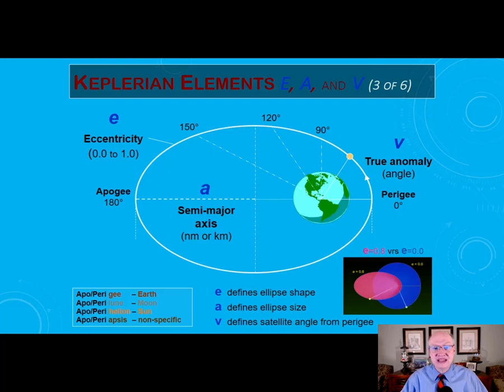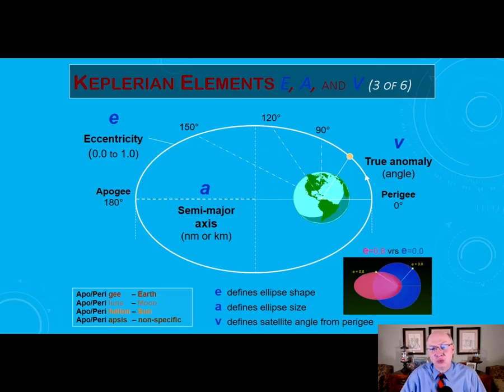To specify the size of the orbit, we specify the semi-major axis. You'll remember the major axis is the distance from the perigee to the apogee. It's the distance across the long axis of the ellipse. The semi-major axis is simply half of this. And the semi-major axis also works out to be the average distance that the satellite has from the planet or from the sun or from whatever it's orbiting. The semi-major axis is also equal to the average distance.